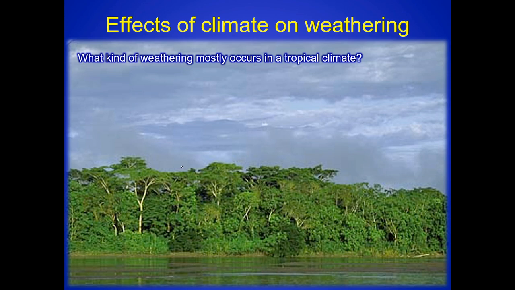Now, on the other extreme, think of a tropical environment. You have everything under the sun going on here because there's lots of water and there's lots of life. So you have all the biological weathering.